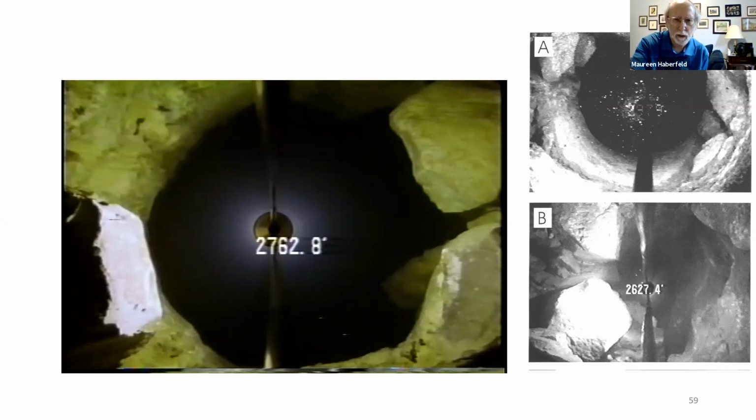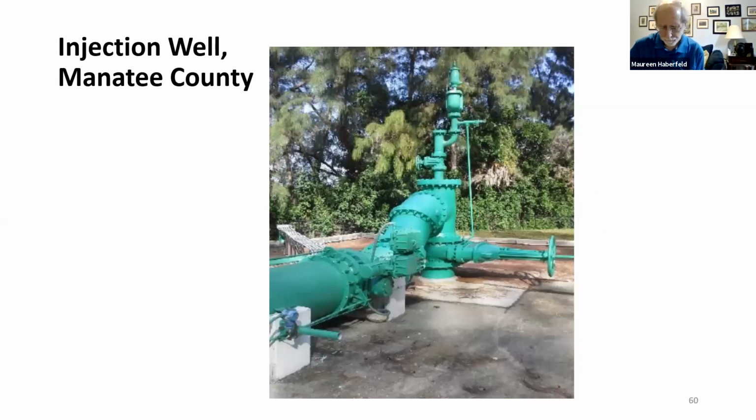Very fascinating in geology. So this is the well I showed before. So just to show you what you're looking at here, this here is the well right here.